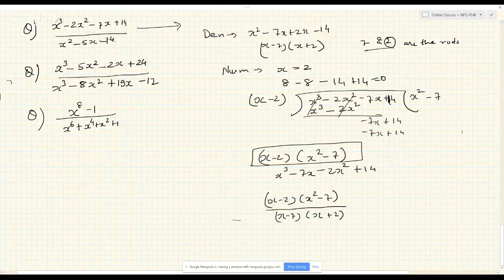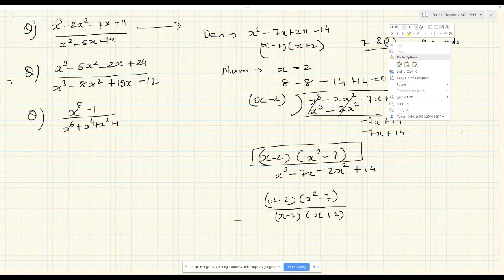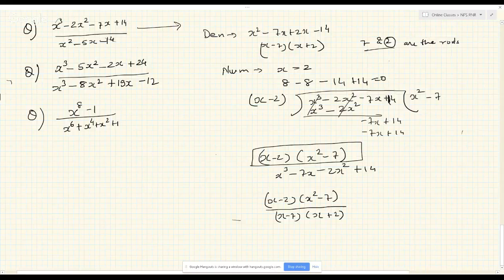I'm sorry. 7 and minus 2 are the roots. Mansi was saying that minus 2 was the root. So that was the mistake. Okay, this is not the case. This is 7 and minus 2. 7 and minus 2 are the roots.